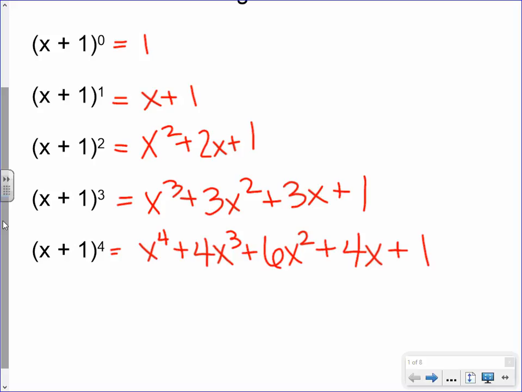I want you to look at this. I want you to discuss in your pod any pattern that you see. 1, 2, 3, go. Look at those coefficients.